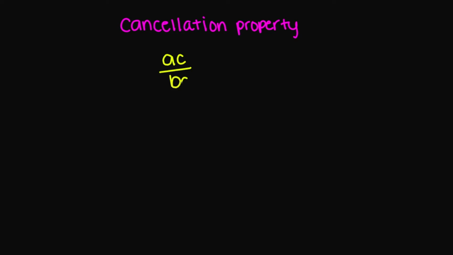Hey guys, welcome back. So today we'll be reducing rational expressions to lowest terms. One thing to keep in mind when you are reducing your rational expressions is to remember the cancellation property. And this pretty much means that if you have A times C over B times C, I can cancel my C's and I will be left with A over B.